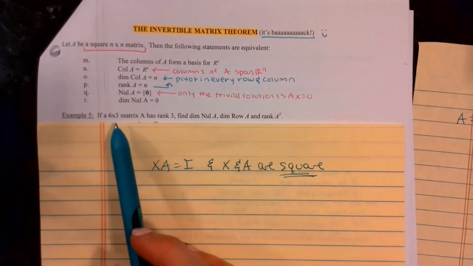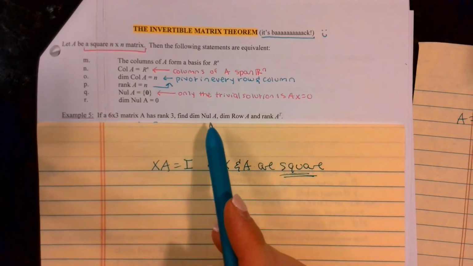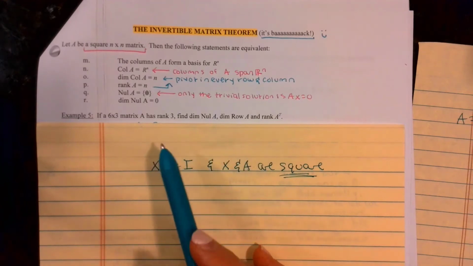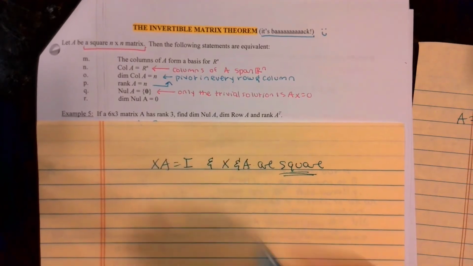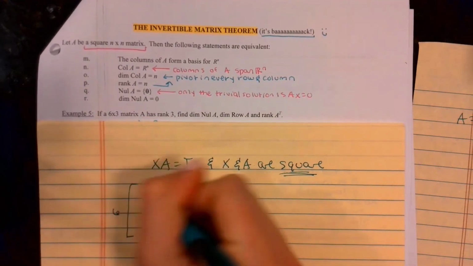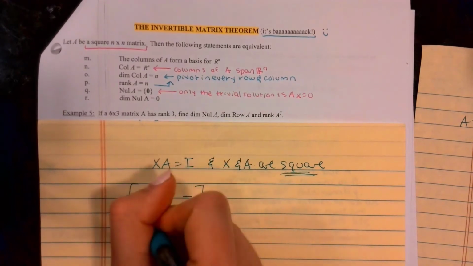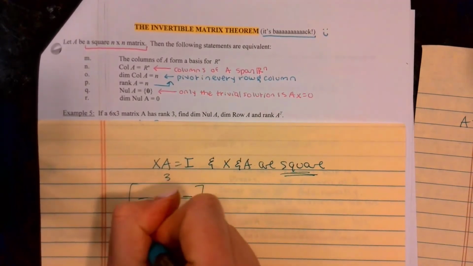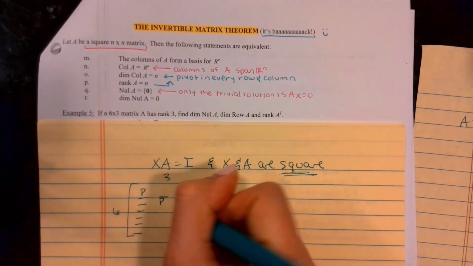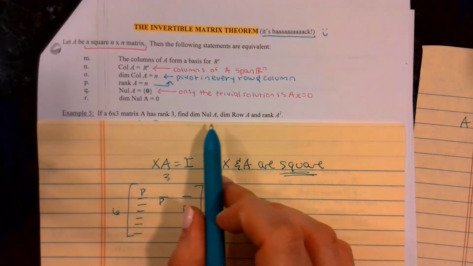So we've got a 6 by 3 matrix that has rank 3. Okay, so 3 pivots. What is the dimension of the null space, the dimension of the row space, and the rank of A transpose? So if I have a 6 by 3 matrix, okay, well hold on, let's space this out. I have 6 rows and 3 columns. Okay, has rank 3, which means there are 3 pivots. Okay, what is the dimension of the null space?